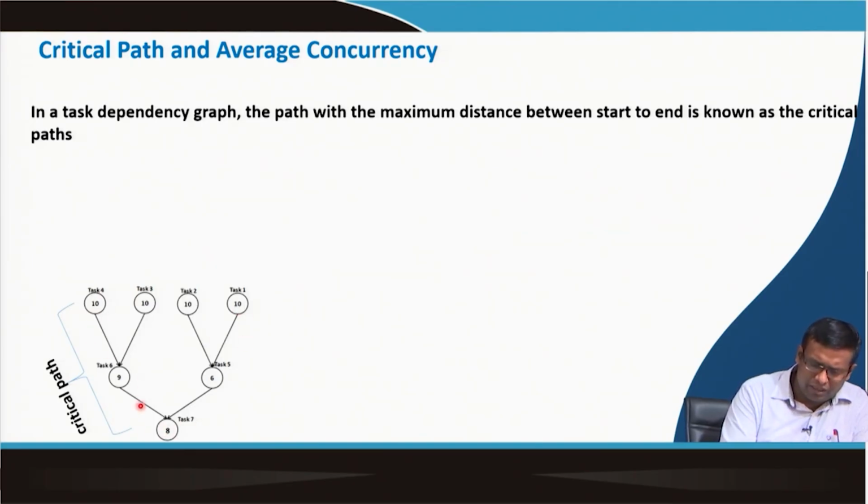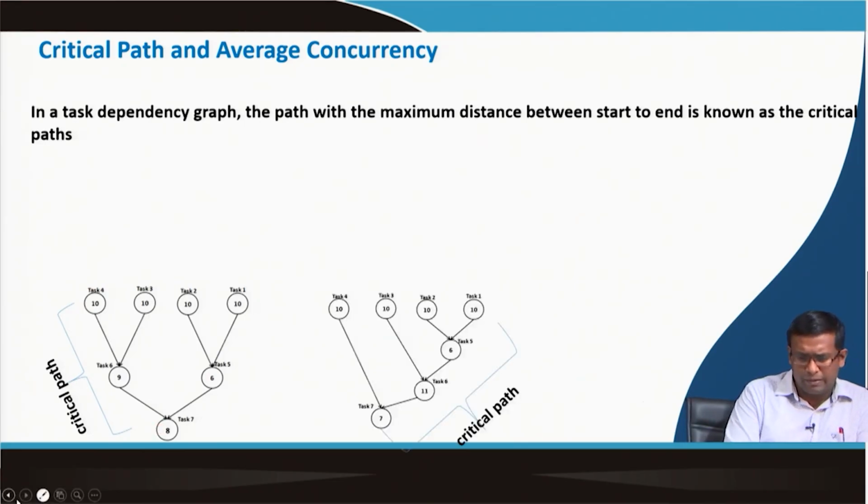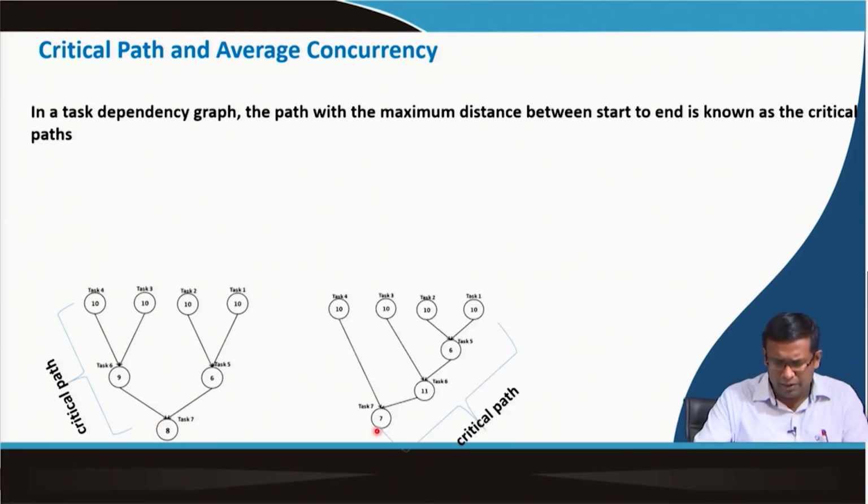Here all the paths are fine, the same, but we can see that distance is measured by the sum of the weights. The weight is more here, therefore this path is given as the critical path. From first task to last task, if we take any path and sum up the weights of the tasks, the maximum summation of weight will give us the maximum distance, and that is called the critical path. Here this is the critical path.